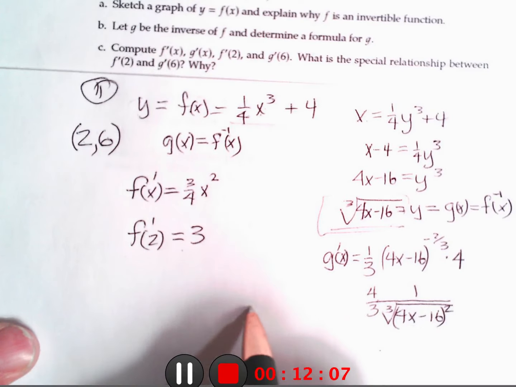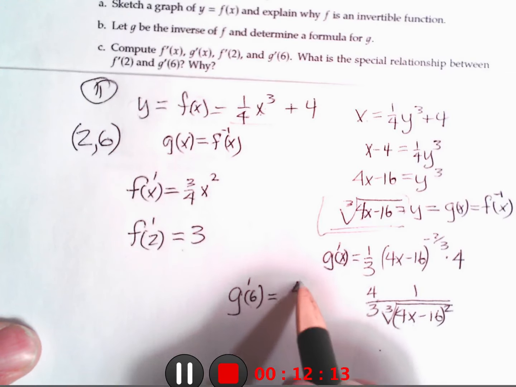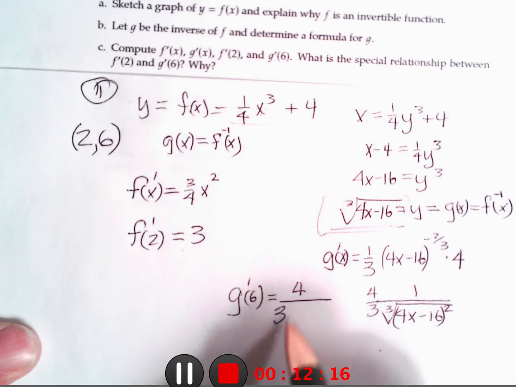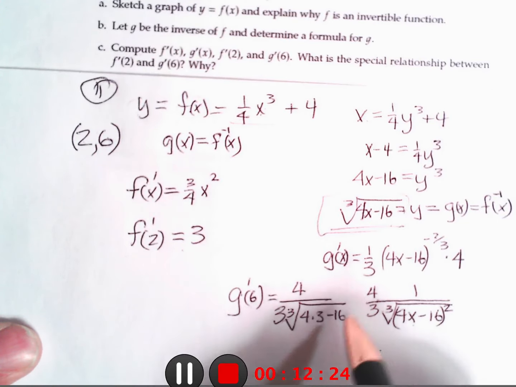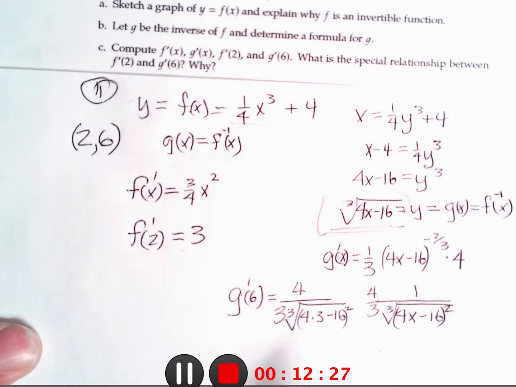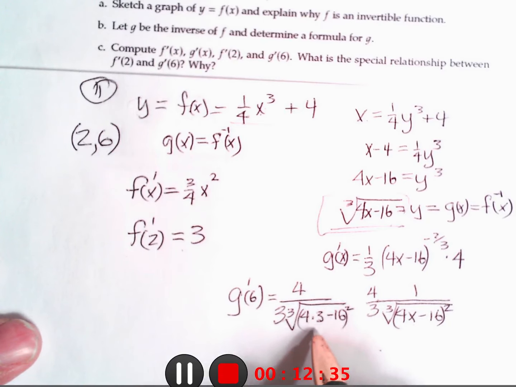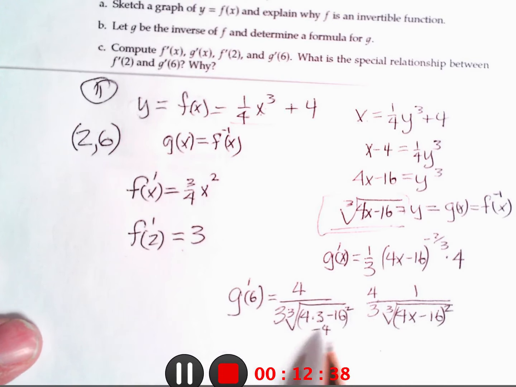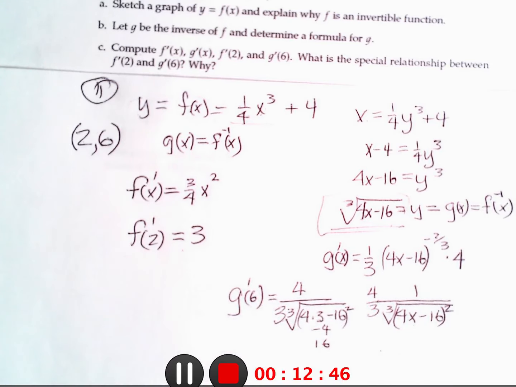So g prime of 6 would be 4/3 cube root of 4 times 3 minus 16 squared. 4 times 3 is 12. 12 minus 16 is minus 4. Minus 4 squared is 16. Oops, I'm not getting what I want here.